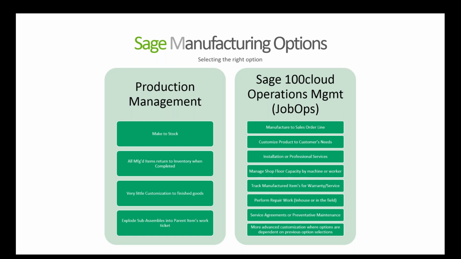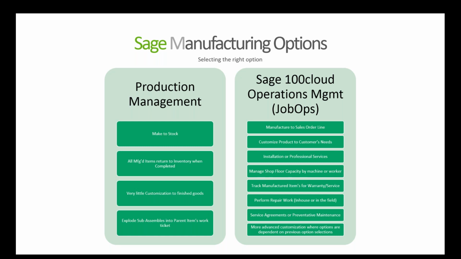If they need to explode subassemblies into the parent item's work ticket, that is something that production management does very well, and they have that as an option. So those are some of the things that begin to qualify people into the production management product line.